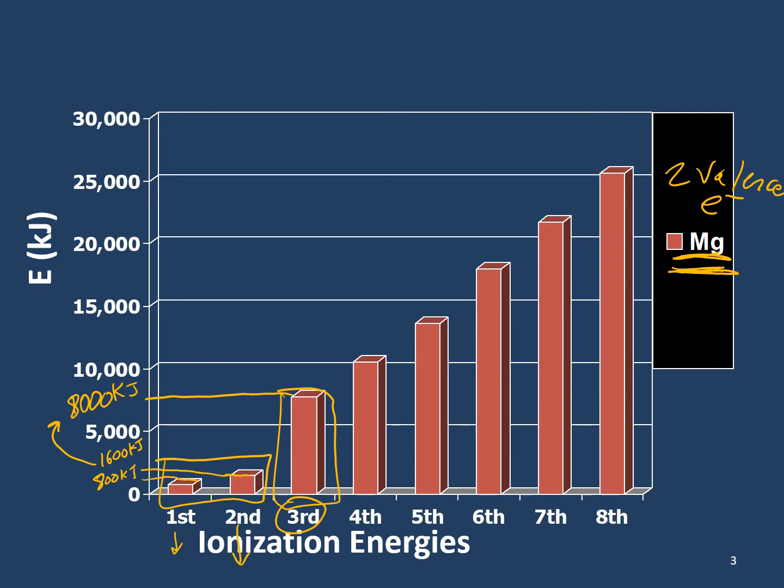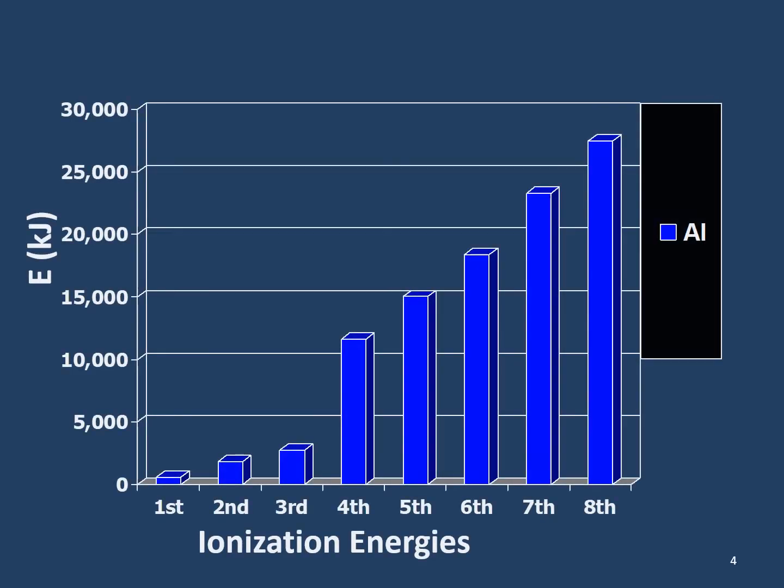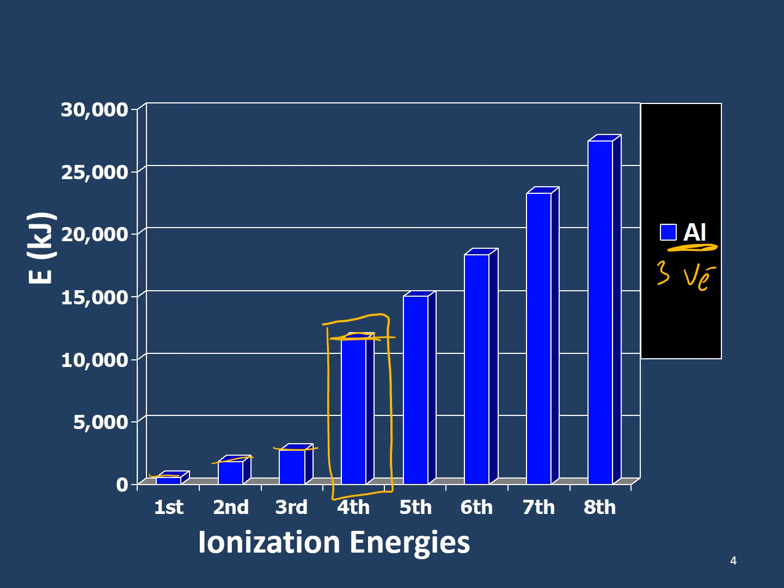If we look at another graph, we can see this replicated in other elements. Aluminum has 3 valence electrons, or VE, and you look at the first 3 ionization energies, and they're relatively low compared to the fourth ionization energy. That's because this fourth ionization energy is the removal of a core electron.